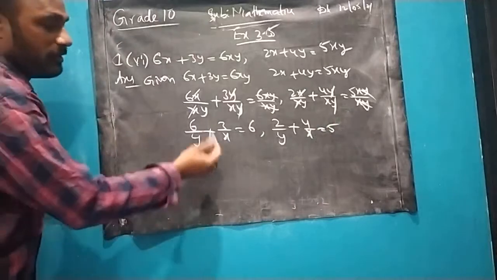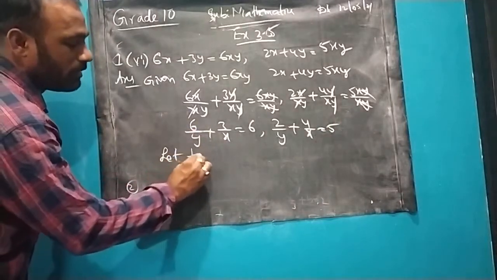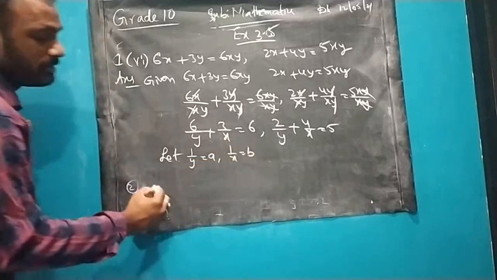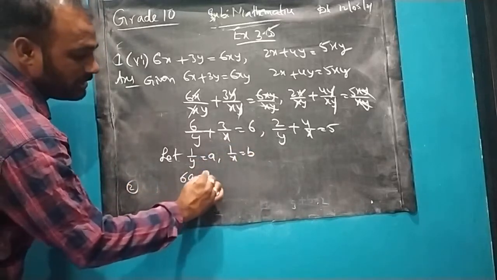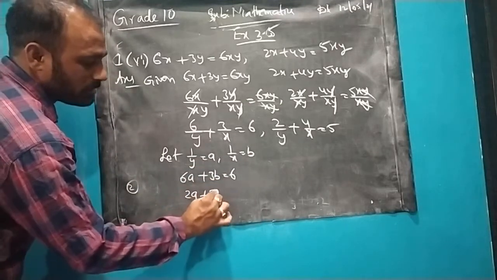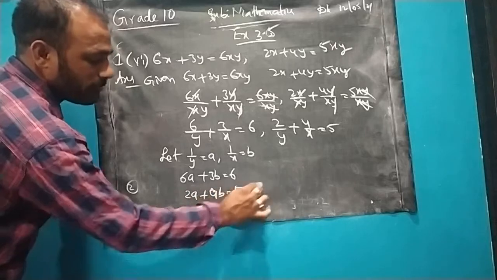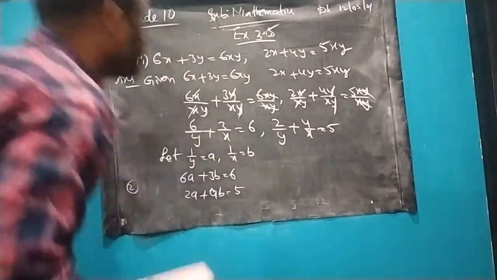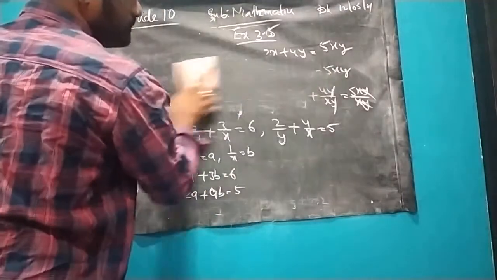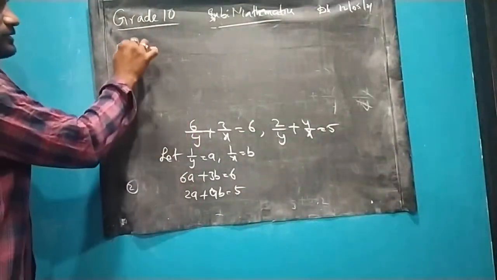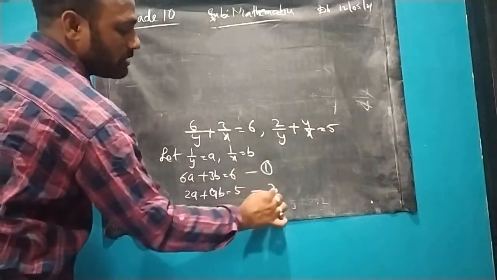Now it is looking like our previous equation. We have to assume let 1 by y is equals to a, 1 by x is equals to b. So the equations will become 6a plus 3b is equals to 6, 2a plus 4b is equals to 5. Now, these are the two equations. We will do it by the elimination method.